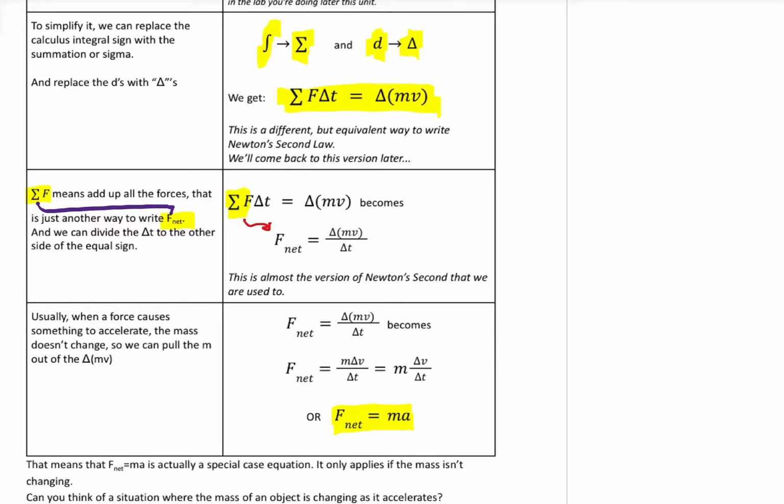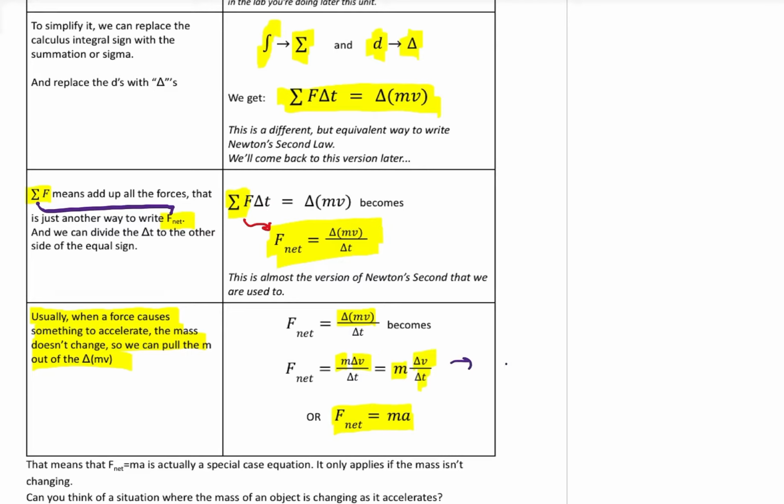If we divide the delta t to the other side, we get this cool equation that doesn't match what we did yet, but it's closer: F net equals the change in mv divided by time. Now, the simplification why F net equals ma is a special case is this sentence. Usually, but not always, when something accelerates, the mass doesn't change. So since the mass doesn't change, instead of the change in mv, we can factor the m out. It's going to be m multiplied by the change in v. Then we have m and the change in v divided by the change in t. That's grade 11 physics.